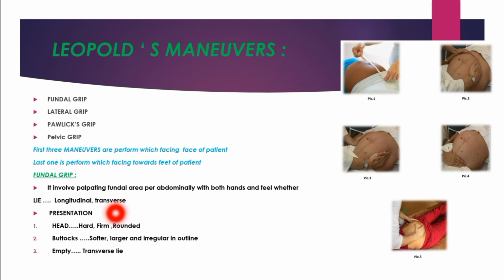If you palpate a hard, firm, and rounded object, it indicates the head. But if you palpate a soft, larger, and irregular fundus, it indicates the buttocks. And if the fundal area is empty, it indicates that the lie is transverse.